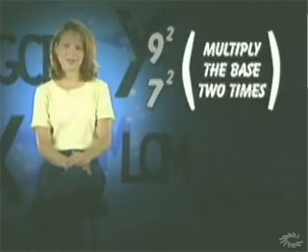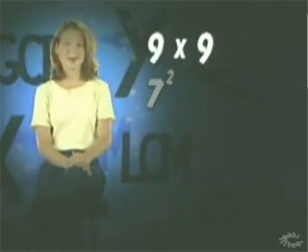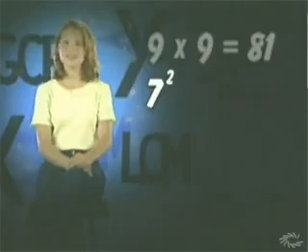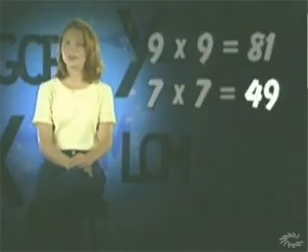Remember, when we see something like 9 squared or 7 squared, that means we multiply the base 2 times. So 9 squared equals 9 times 9, or 81. And 7 squared equals 7 times 7, or 49.